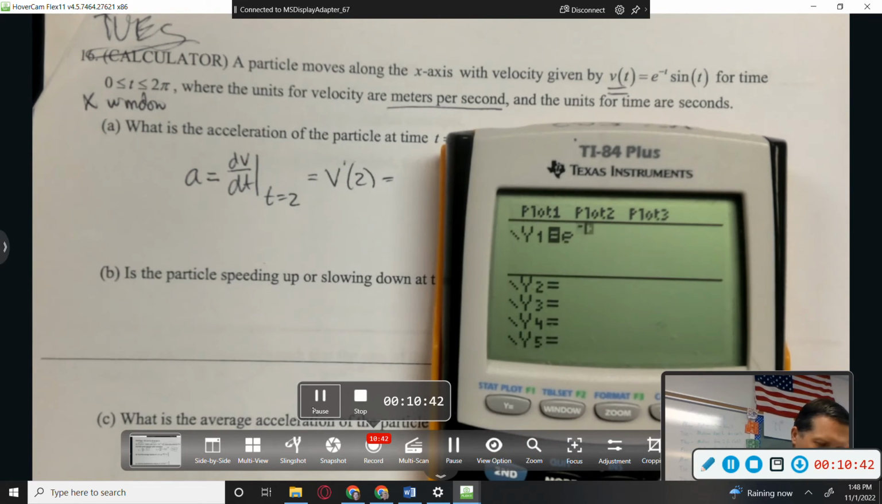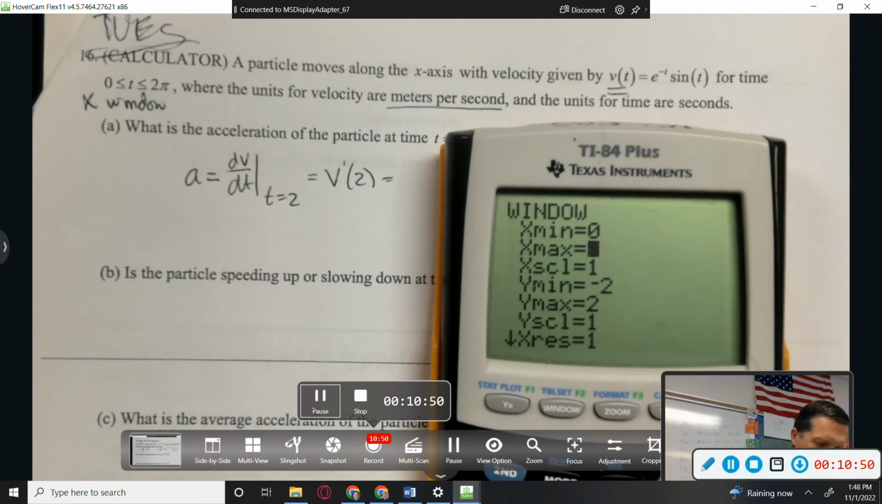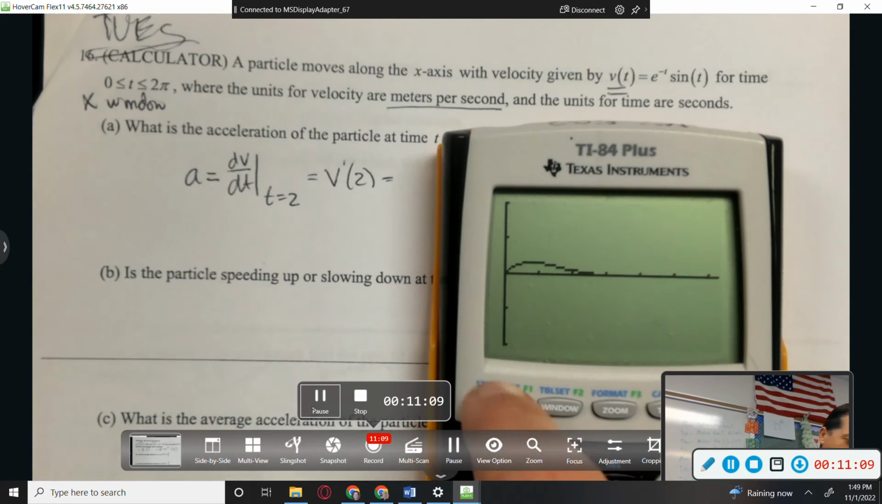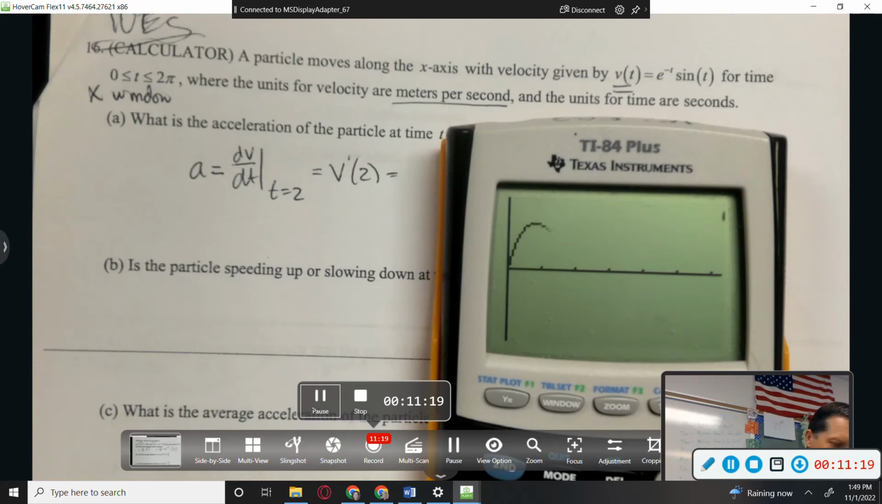second, e to the negative x, sine of x, and I know I want to go 0 to 2 pi, make sure I don't miss anything, and I don't know if my y min and y max is a good choice or not. We'll find out in a minute. I would say that's not a very good choice for y min and y max. I want to see more than that. So my window I'm going to change to like negative 0.5 to 0.5. Is that even? Yep, that'll work.